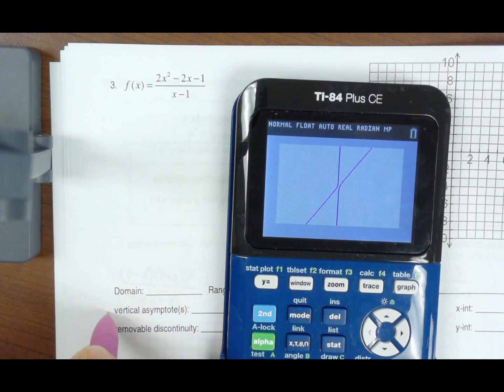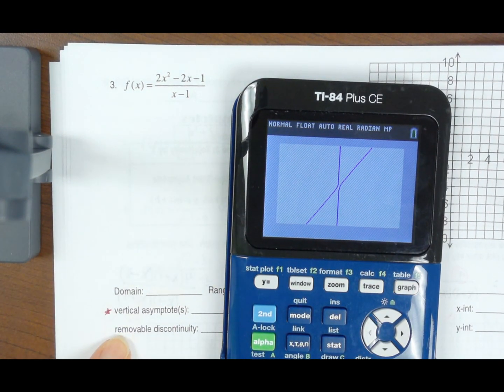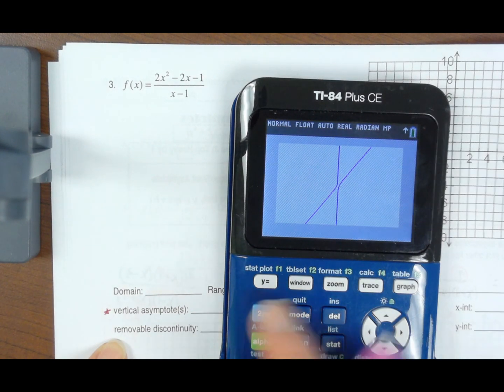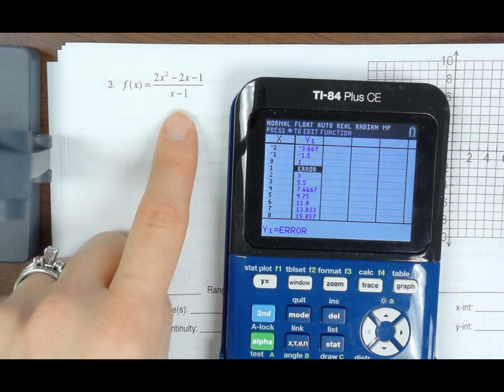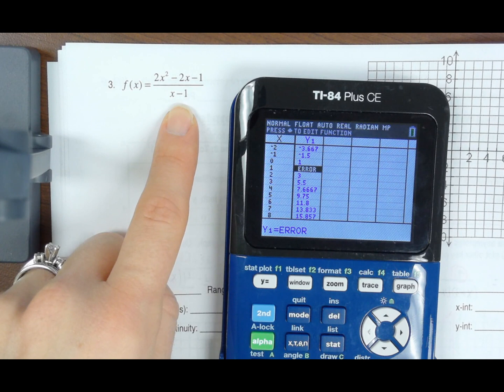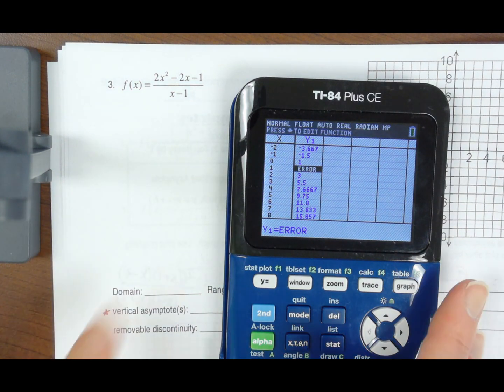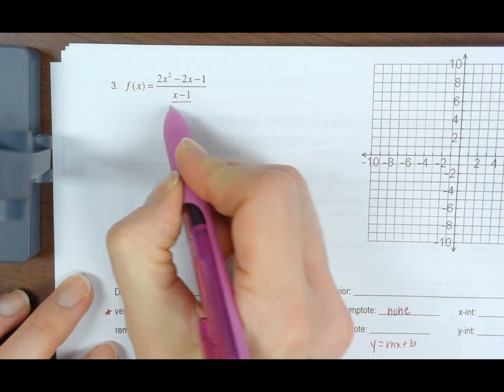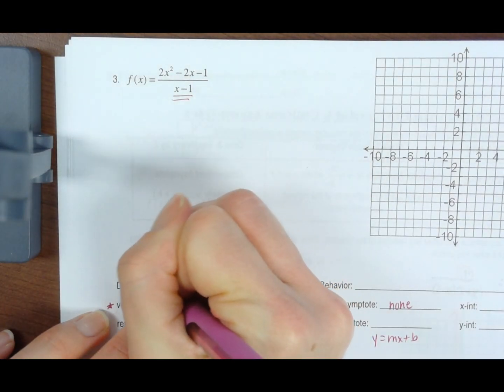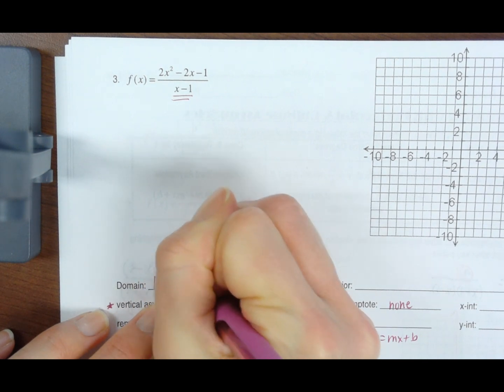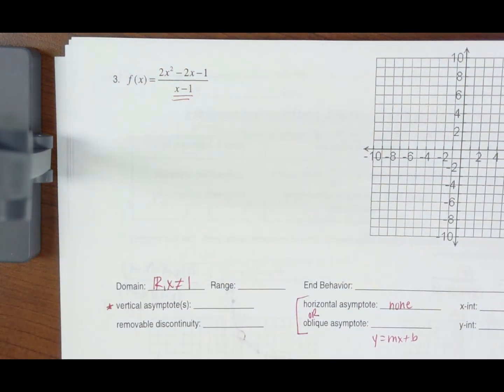So it's going to have one of these. I don't know if we have a removable discontinuity yet, but if I go into the table, if you scroll around a little bit, how many errors do you see? 1. And it's at 1. Look at your equation. Does that make sense? Okay, so remember your domain comes from your denominator. The one number that would cause that denominator to be undefined would be 1. And if we look in our table, x can't equal 1.